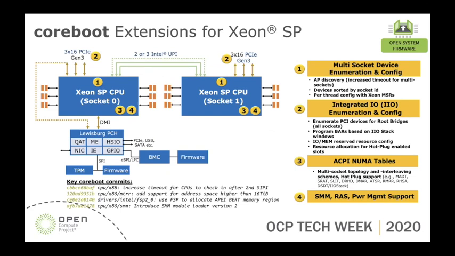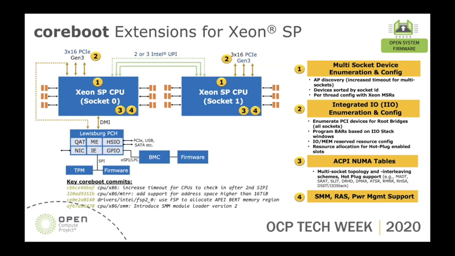So here are the Coreboot extensions. It kind of mirrors what we have in the previous slide. We have to do something similar in Coreboot to be able to enumerate multiple sockets and the cores, and then actually extract the APIC IDs.